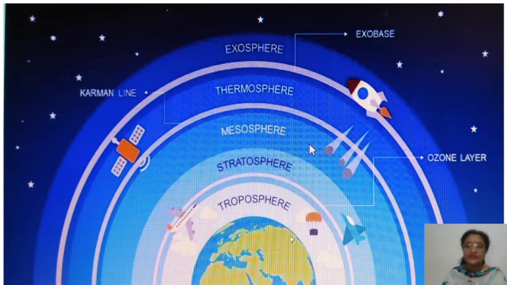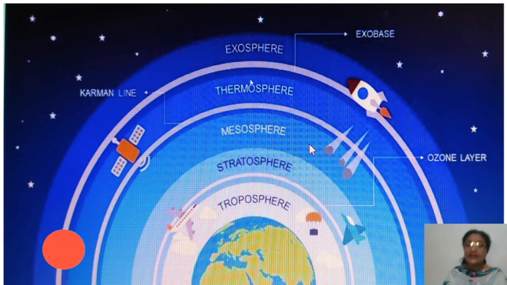Especially the radio communication or the wireless communication has been possible because of this layer only. Okay, children? So after this is about the ionosphere. And until what level does it go? It goes till almost 400 kilometers from the mean sea level, right? Now after the ionosphere, the outermost layer of the atmosphere is called the exosphere, right?